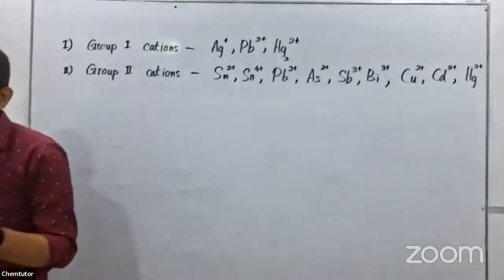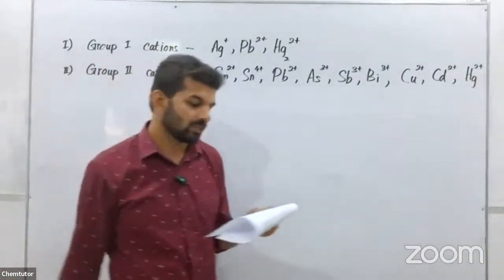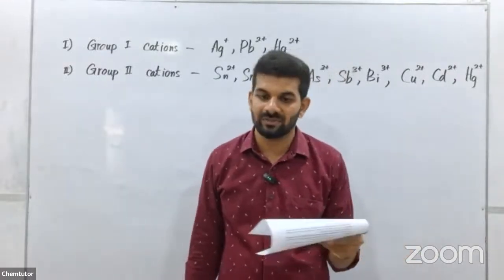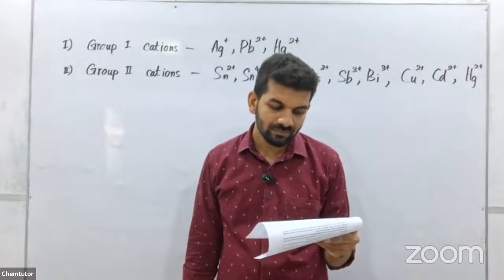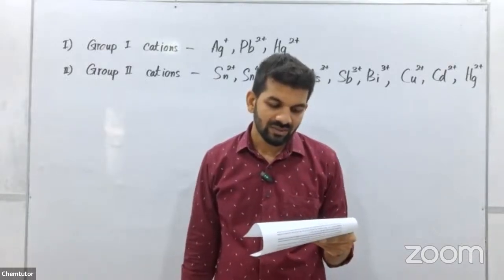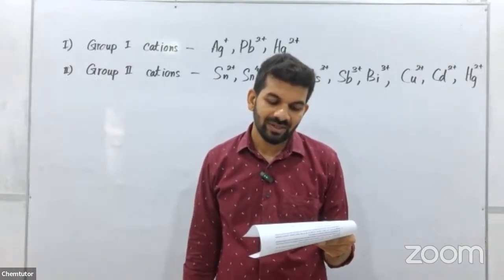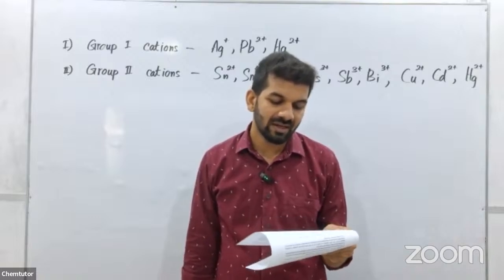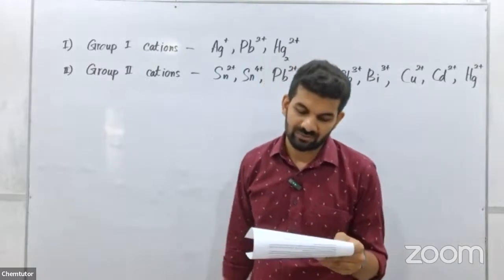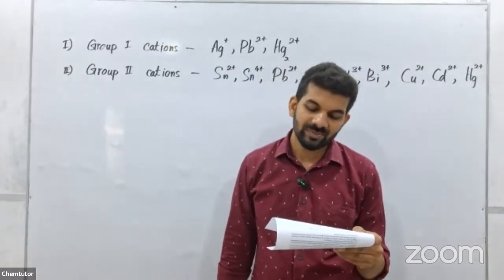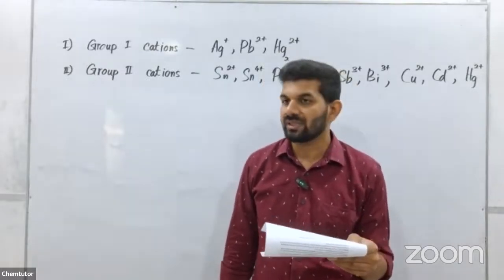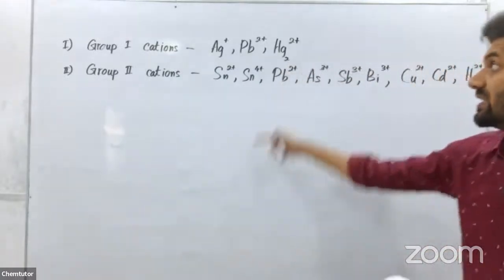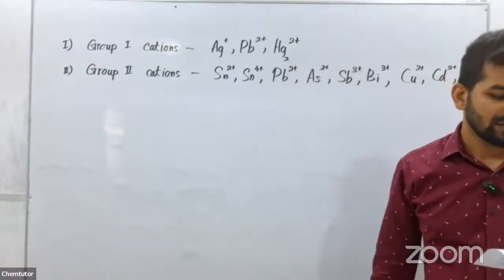A slight excess of chloride ion is used to reduce the solubility of the precipitates in accordance with the common ion effect. Even so, the solubility of lead chloride is sufficiently high for an appreciable concentration of lead ion to remain in solution. Most of this is precipitated with the group 2 reagent. So in group 1, we are precipitating only these 3.